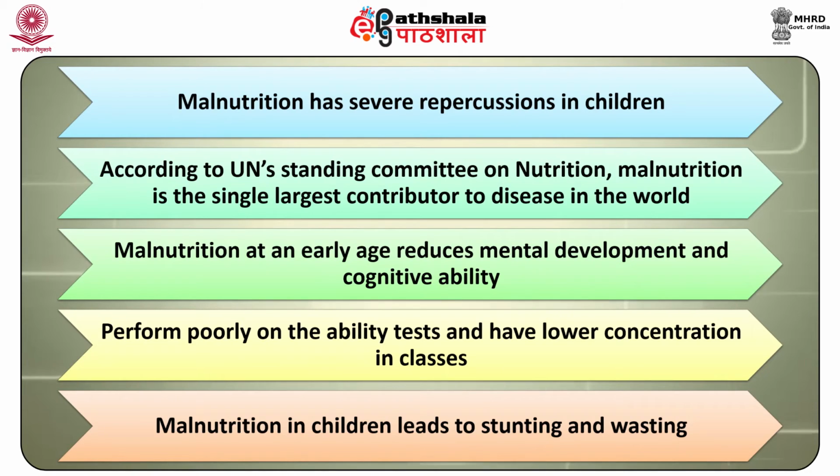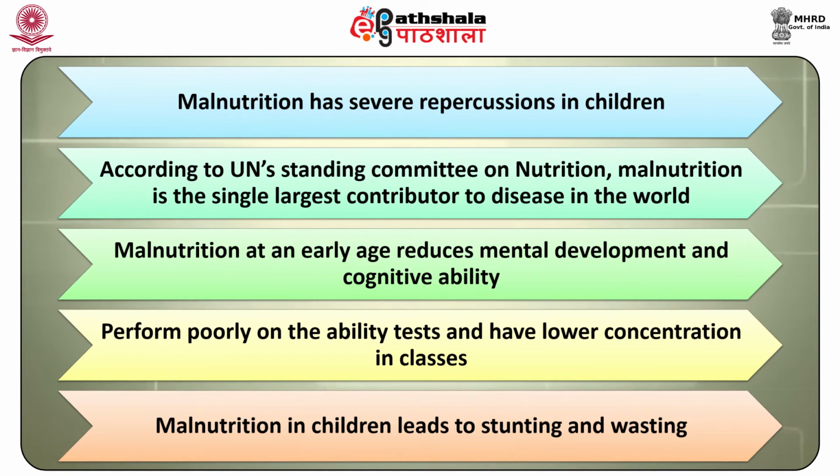Malnutrition has severe repercussions in children. According to the UN Standing Committee on Nutrition, malnutrition is the single largest contributor to disease in the world. Malnutrition at an early age reduces mental development and cognitive ability. Studies show that undernourished children have lower school attendance and exhibit poor academic results. They also perform poorly on ability tests and have lower concentration in class. It also contributes to reduced physical ability.